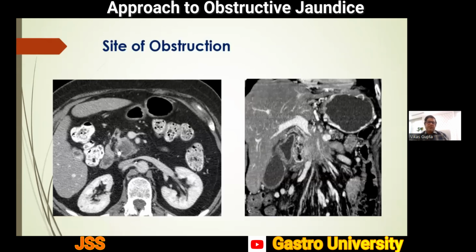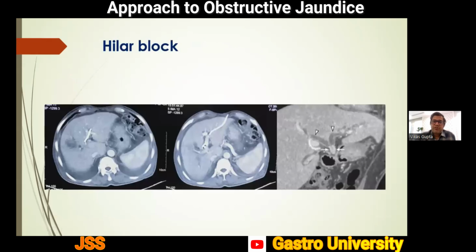So, site of obstruction. Again, we can see the role of CT scan, as I was discussing. A tumor here, we can plan resection. CT scan can give us a roadmap for the vascular lesions. So we can see a large tumor here. So this patient can be referred for palliation and endoscopic stenting, so that we can plan neoadjuvant therapy in this.